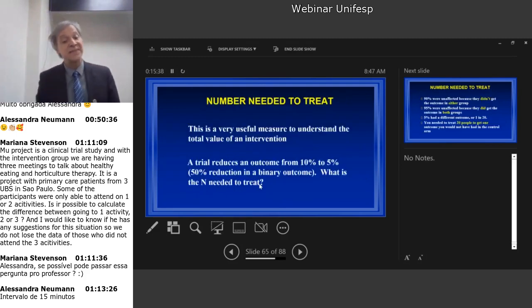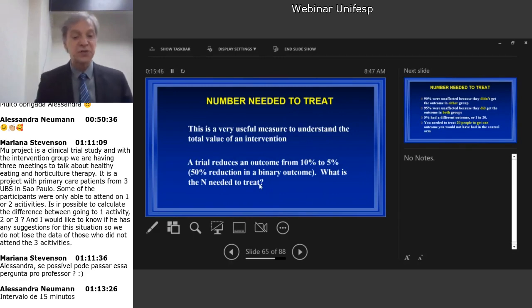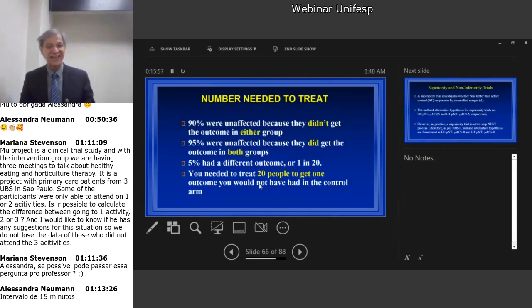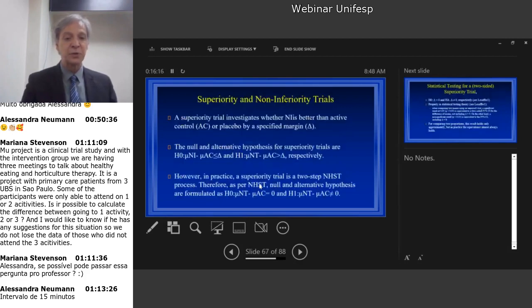Number needed to treat is a very useful measure to understand the value of the intervention. A trial reduced the outcome from 10 to 5%, a 50% reduction. What is the number needed to treat? 90% were unaffected because they didn't get the outcome in either group. 5% were unaffected because they did get the outcome in both groups. 5% had a different outcome, or 1 in 20. You need to treat 20 people to get one outcome you would not have had in a control arm. And there are formulas to do that for you.